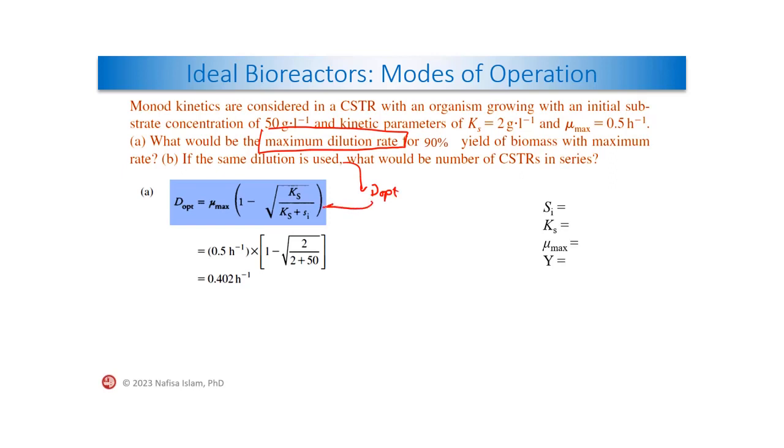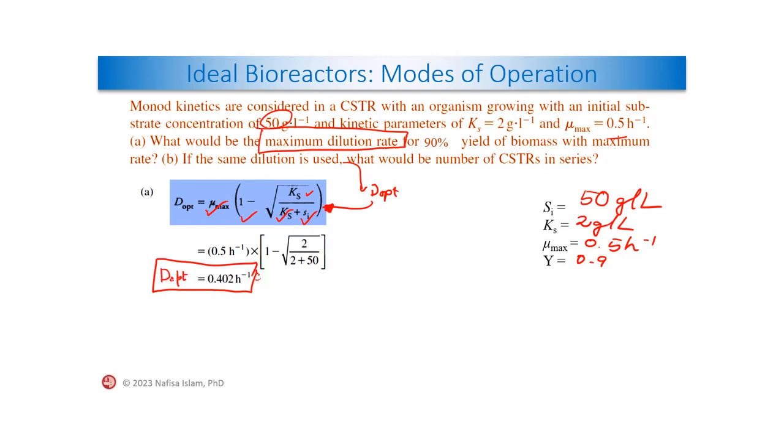For that, we have a very convenient formula. So we just put them in. And let's see if we have all the parameters we need. Ks. Ks is 2. Si. What is Si? Si is 50. Mu max is given. Yield is 0.9, but we don't really need it. But yeah, it's good to know. And once we put that all in, we should get our D optimum.